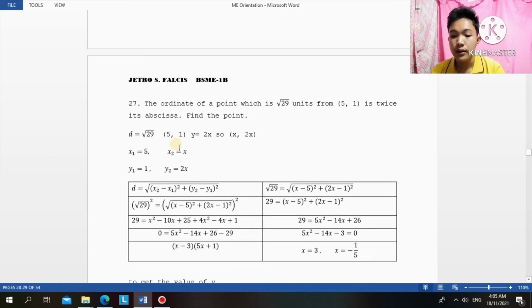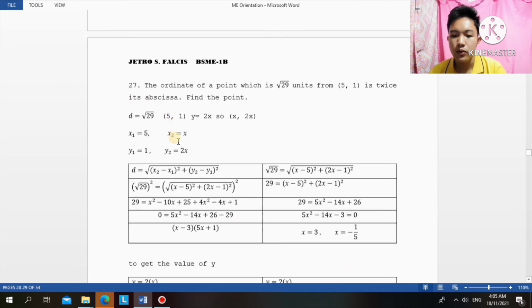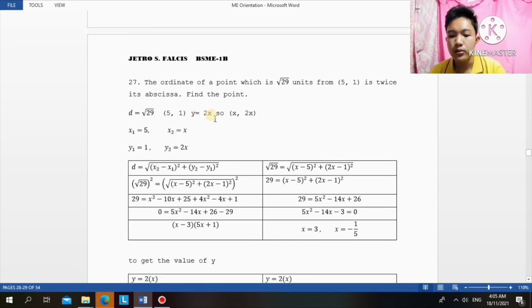Number 27. The ordinate of a point, which is the square root of 29 units from (5, 1), is twice its abscissa. Find the point. So the distance is the square root of 29. Then our point is (5, 1). So y is equal to 2x. So our other point is (x, 2x). So our x sub 1 is equal to 5, and y sub 1 is equal to 1. Then our x sub 2 is equal to x, and our y sub 2 is equal to 2x, since it is twice its abscissa.